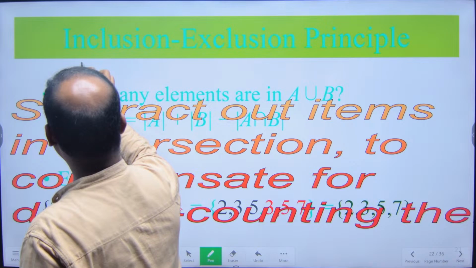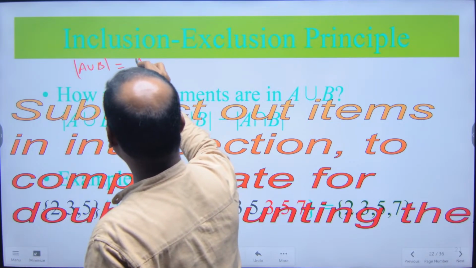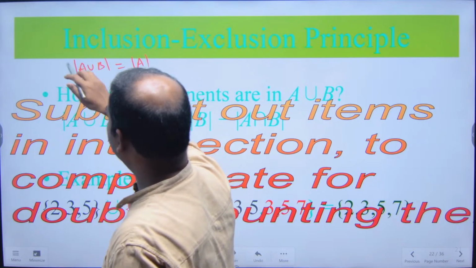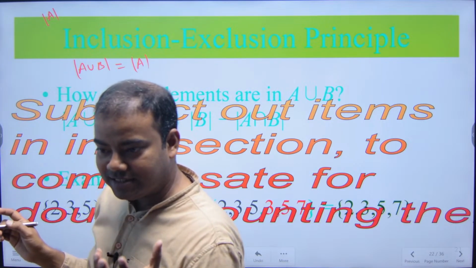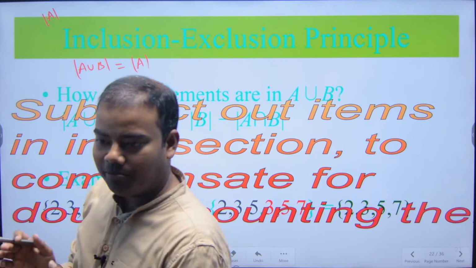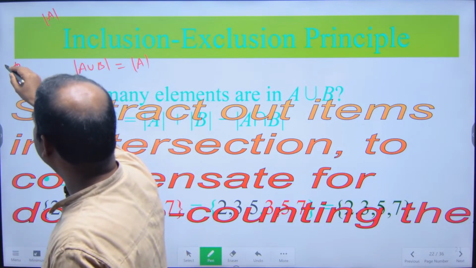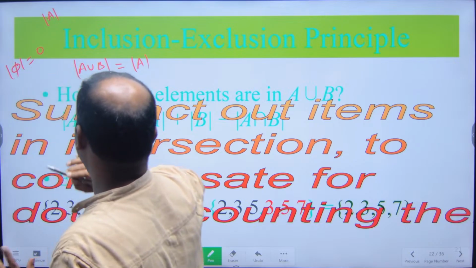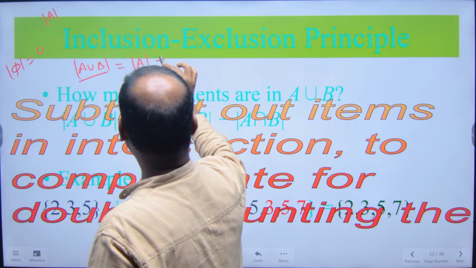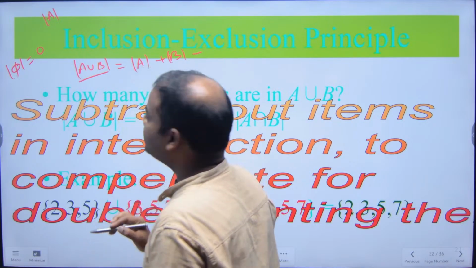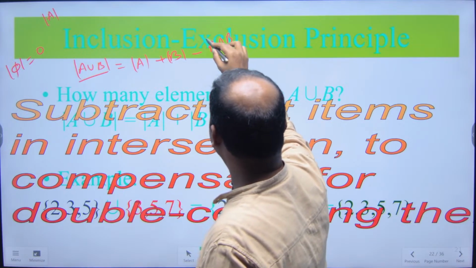What is the number of elements in A union B? The number of elements in A union B equals the number of elements in A. This is the number of elements in set A, so you can say the cardinality of set A, or the number of elements in set A. This is a representation of that set. So the number of elements in A union B equals the number of elements in A plus the number of elements in B minus A intersection B. This is clear?